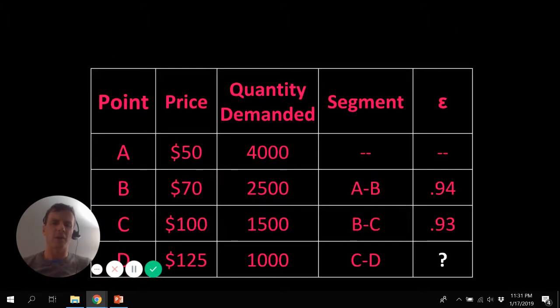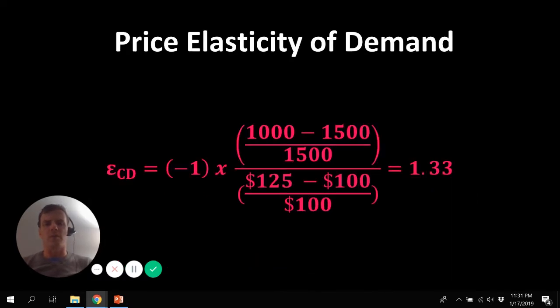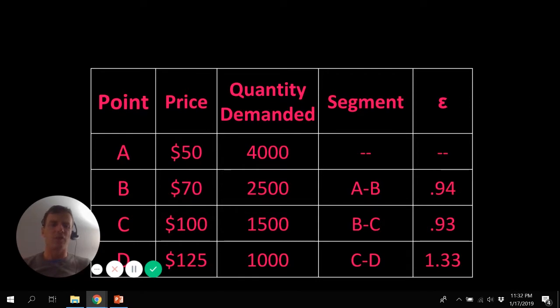And then for the last segment, we're going from point C to D. The percentage change of quantity demanded is 1,000 minus 1,500 over 1,500. And the percentage change in price is $125 minus 100 divided by 100. In this case, we get a value that's greater than 1, so it suggests some elasticity of demand. So this is our table all filled out.